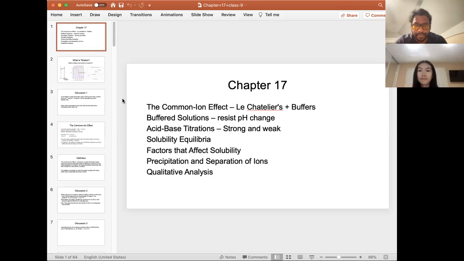Okay. So buffered solutions. A buffer is basically a combination of weak acids or bases, and they help resist a change in pH. So when we talk about acid-base titrations, essentially, let's say you have a strong acid, right? Have you ever seen the experiment? You have a flask, and then you have that thing that drips down. The flask is full of a strong acid, and the other thing is full of a strong base, and you drip the base into the acid.